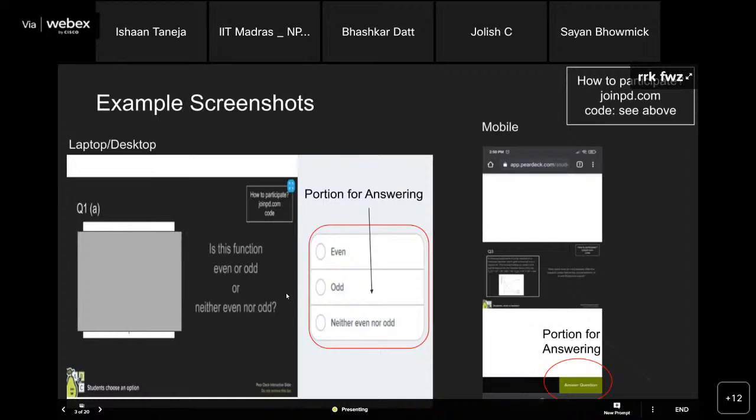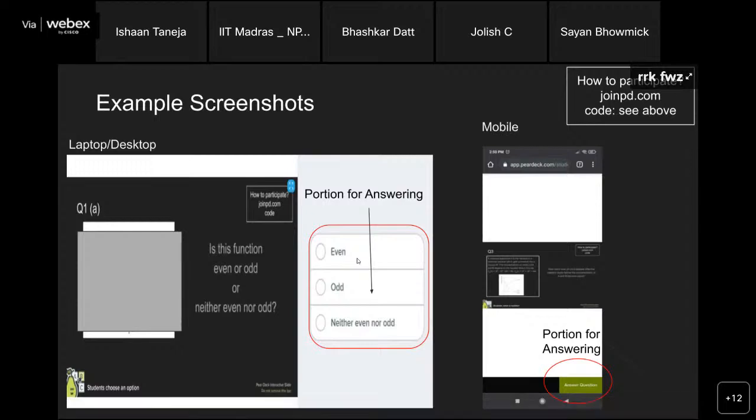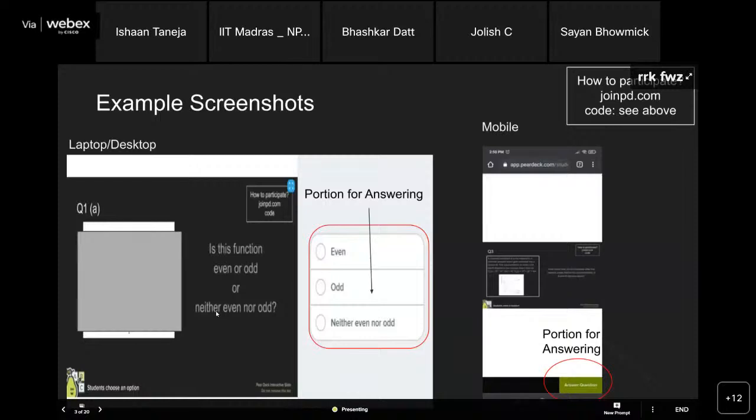If you're using a laptop or desktop, your view would be as shown on the left side of your screen. If you are using mobile, your view would be as shown on the right side of your screen. For mobile users, you have to click on the option to answer the question and then input your answer, while desktop or laptop users can input it side by side.